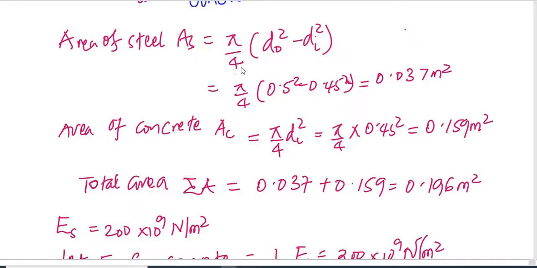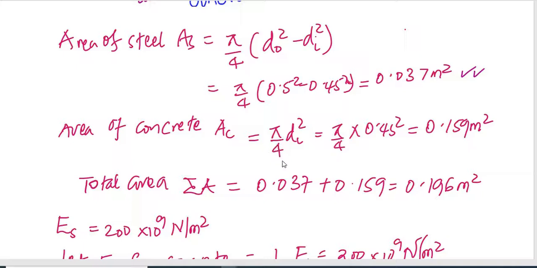Now to proceed here, we have to find the area of steel, and the area of steel is equal to pi over 4 times outside diameter squared minus pi over 4 times diameter of internal squared. Substituting the values, internal diameter is 0.45, outside diameter is 0.5, so pi over 4 into 0.5 squared minus 0.45 squared will give you 0.37 square meters.